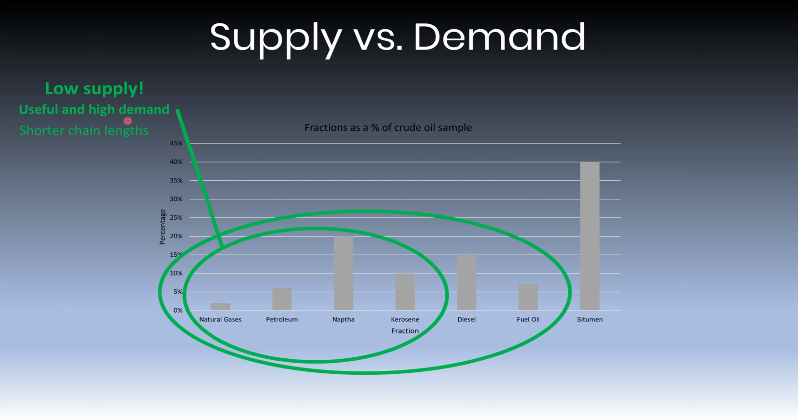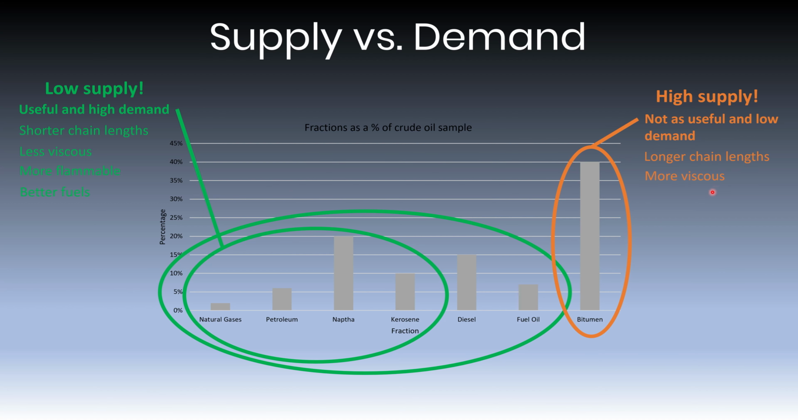Now, we've got high demand for these very shortest chain lengths because they've got low viscosity and higher flammability, which makes them really, really great fuels. Whereas things like bitumen, we've got a very high supply of them. Almost 40% of crude oil is bitumen, but it's not as useful, so it's in very low demand. And this is because the longer chain length means that it's more viscous and it's less flammable. So it makes a terrible fuel, because something that's not very flammable and something that's so thick that it would block up the pipes of an engine wouldn't be a very good fuel.